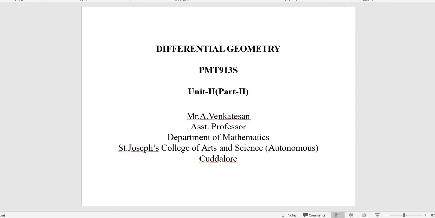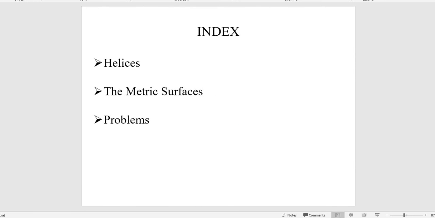This is the video for differential geometry. It is a Unit 2 Part 2 video. Part 1 video covered the tangent plane, tangent surfaces, and the fundamental existence theorem for space curves. It is in continuation of the last video. In this video, we are going to see the following: first, helix; second, metric surfaces; and the problems based on helixes and metric surfaces.